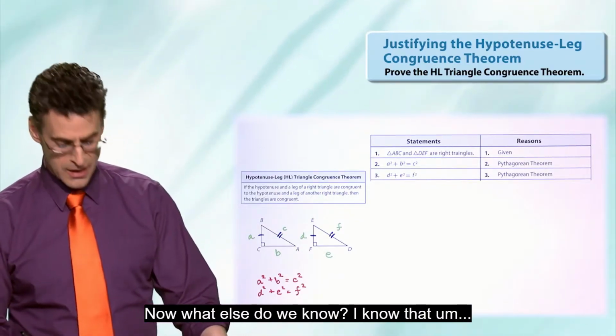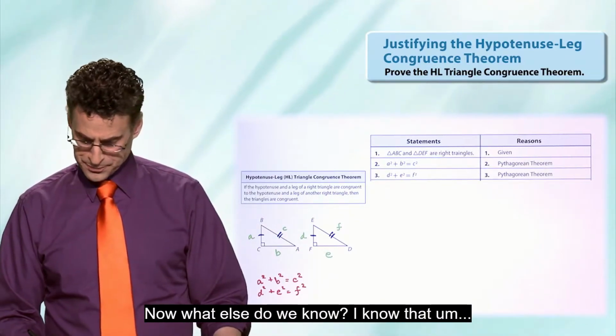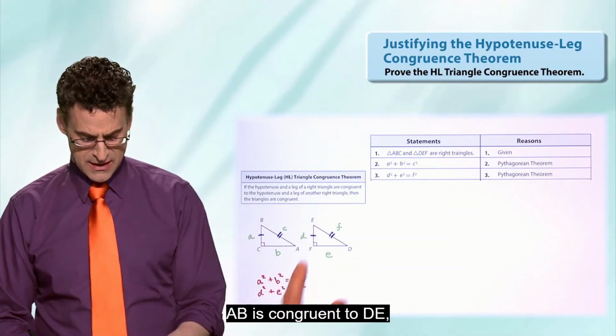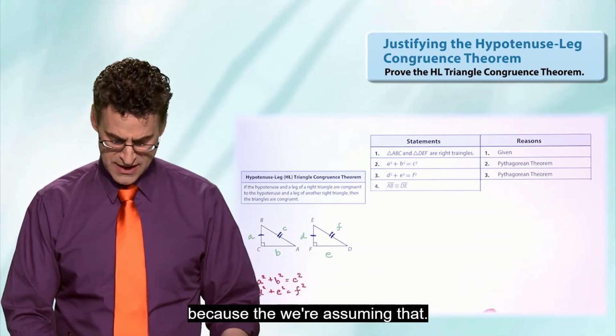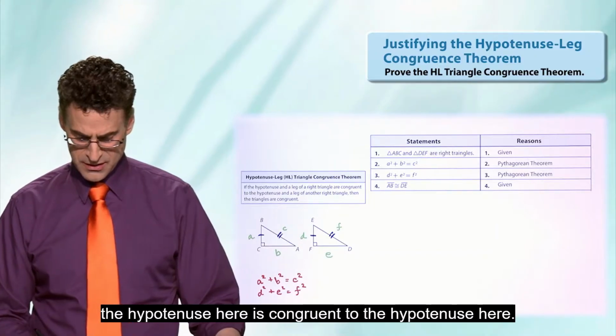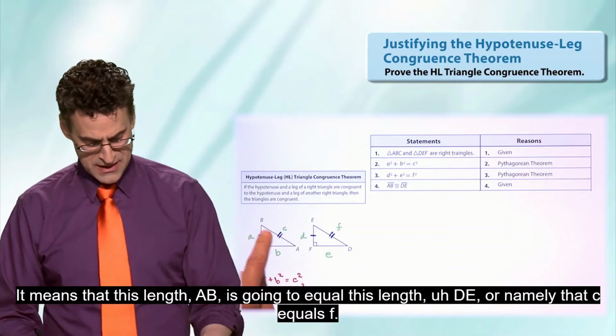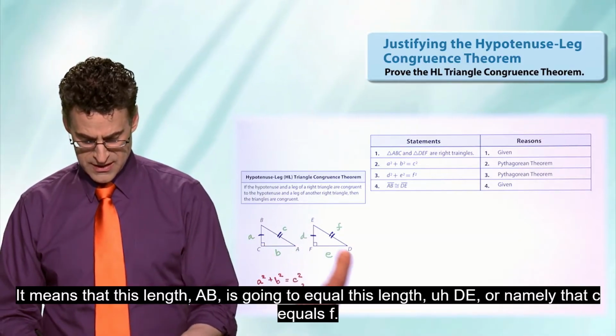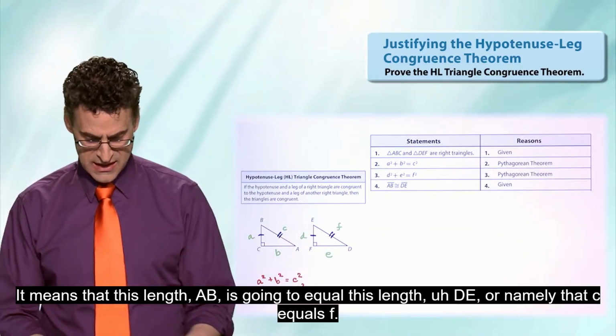Now, what else do we know? I know that AB is congruent to DE, because we're assuming that. That's our assumption, that the hypotenuse here is congruent to the hypotenuse here. And so what does that mean? It means that this length, AB, is going to equal this length, DE, or namely that c equals f.